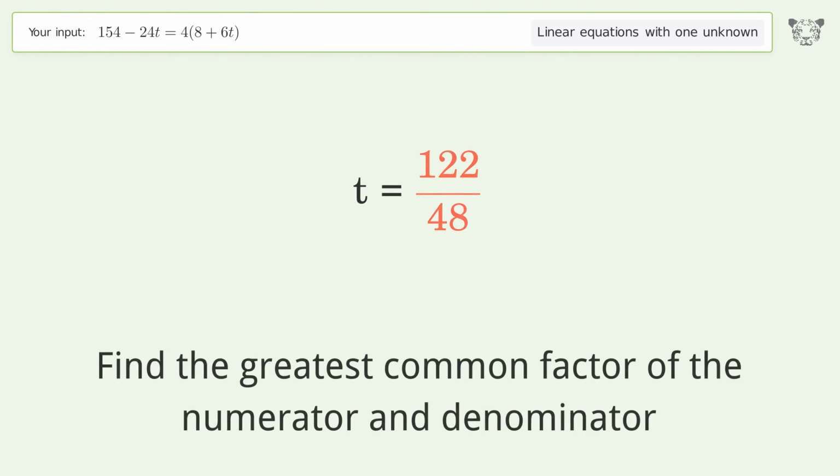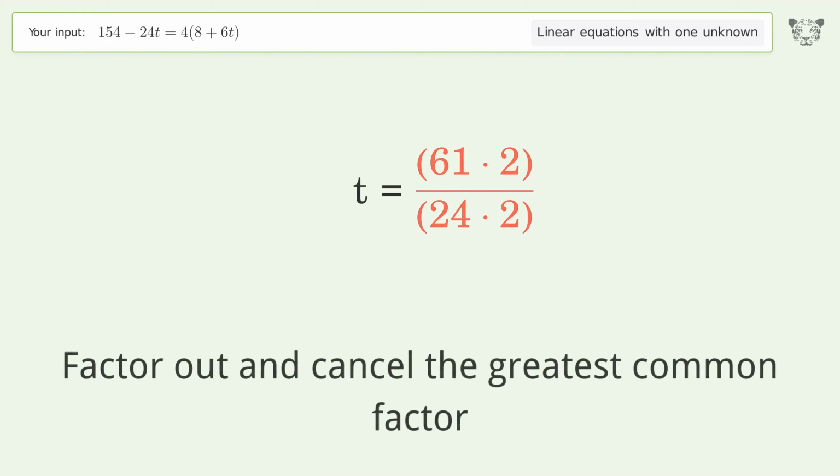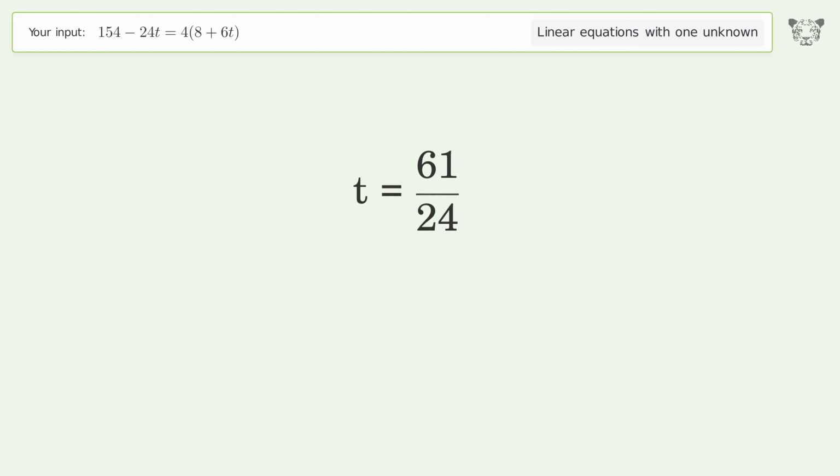Find the greatest common factor of the numerator and denominator. Factor out and cancel the greatest common factor. And so the final result is t equals 61/24.